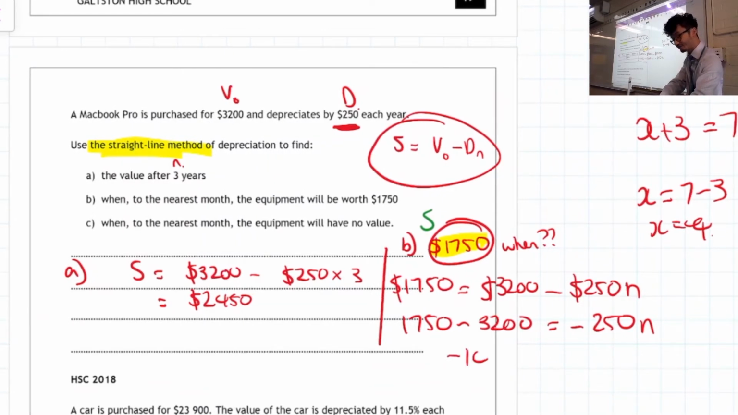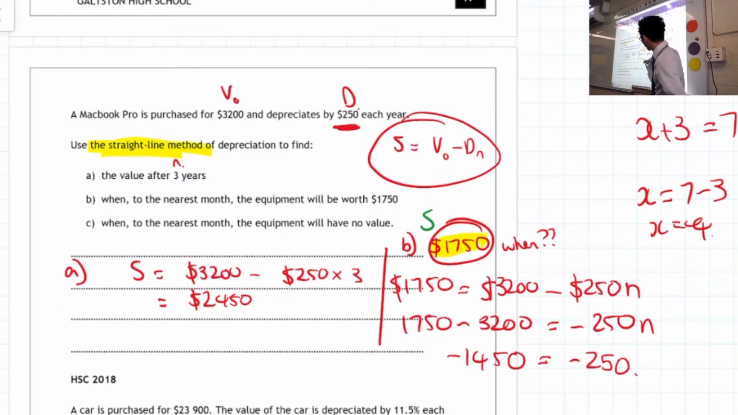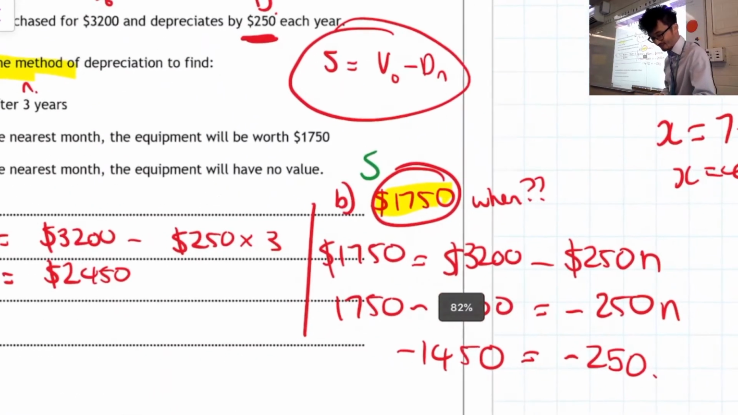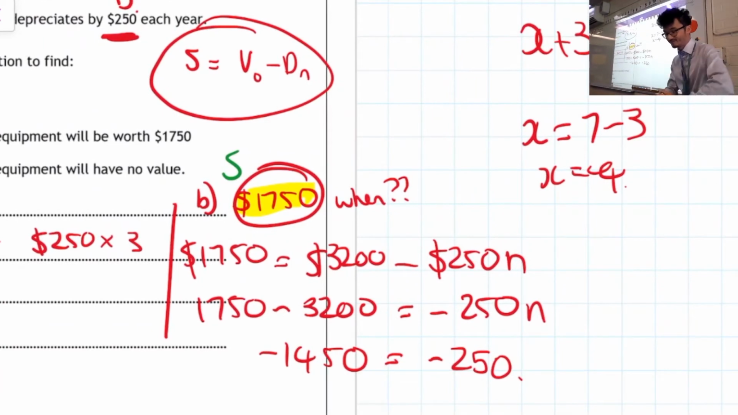Wait, so what did you do? Take away 1,750? I mean, 200 from that. Is that 200 or 1,750, take away 3,200. I thought it was a dollar sign. Okay. Oh. I blame you. Yeah. Is that better? We blame you.